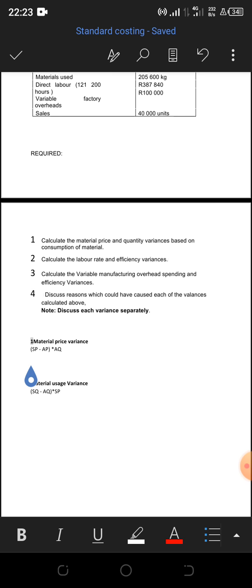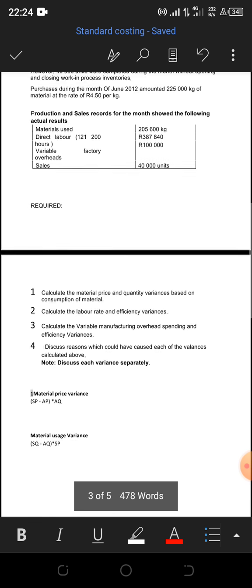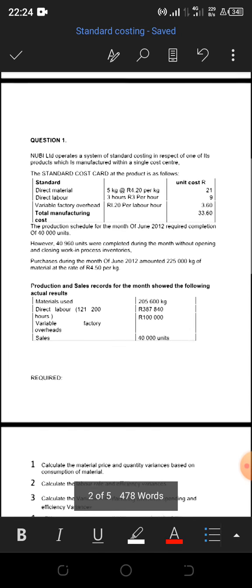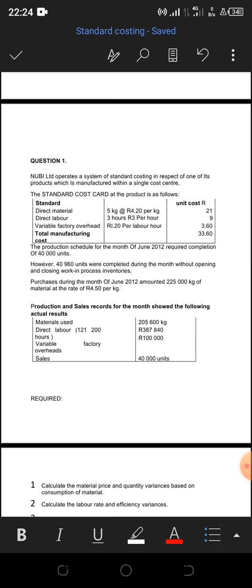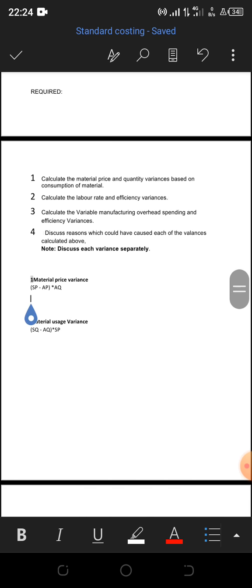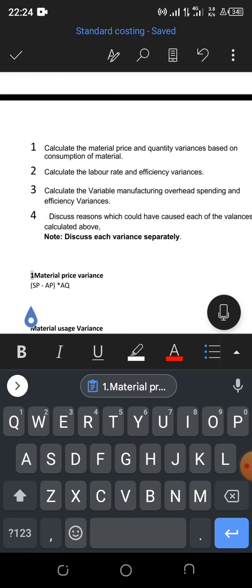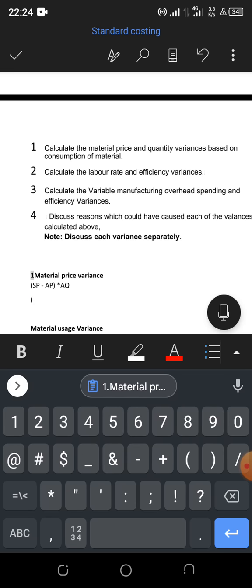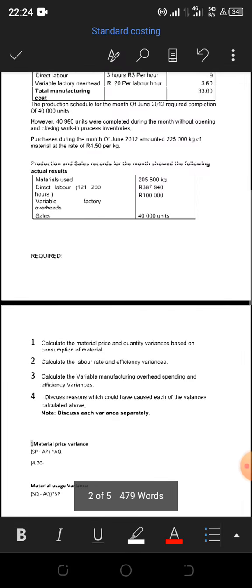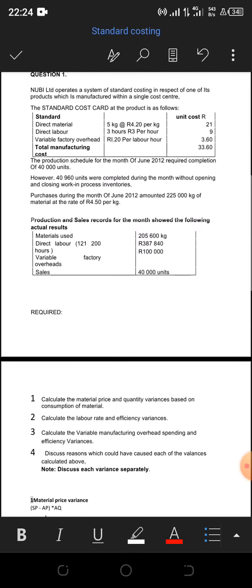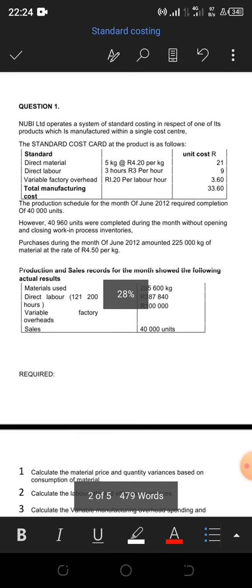Firstly, let's look at the standard price, which means that we have to check the first table. Direct material standard price is 420 per kg. Okay, we have to say 420 per kg, then we subtract the actual price. Let's check the actual price that we buy direct material.